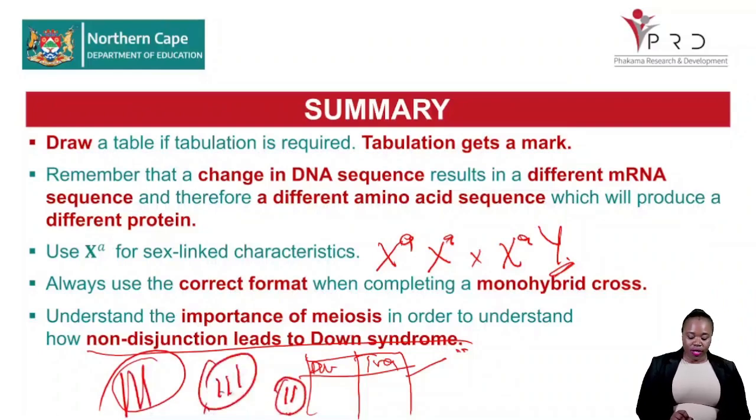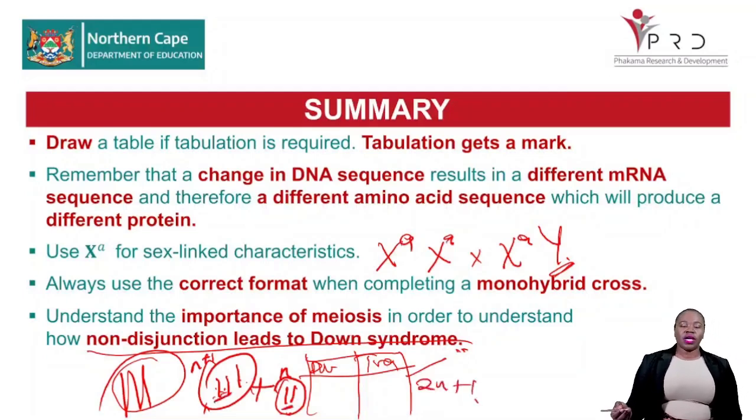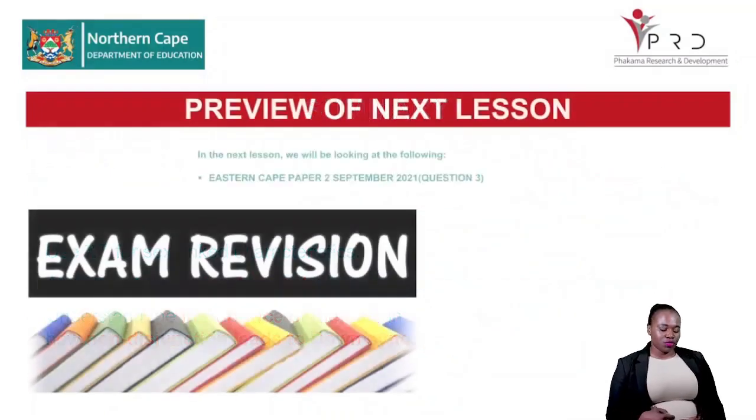If these two come together, what are we going to have? We are going to have 1, 2, 3, 4, 1, 2, 3, 4, 5 instead of 4, right? Remember, this is the n, this is the n plus 1. A normal one and an abnormal one coming together, they're going to give us 2n plus 1, because these are 2n plus the 1. Therefore, that is how we would end up with an individual that has Down syndrome.